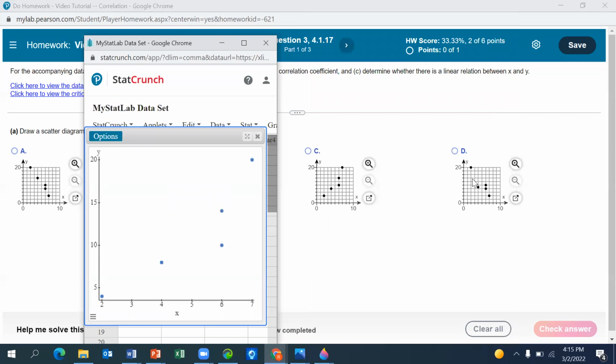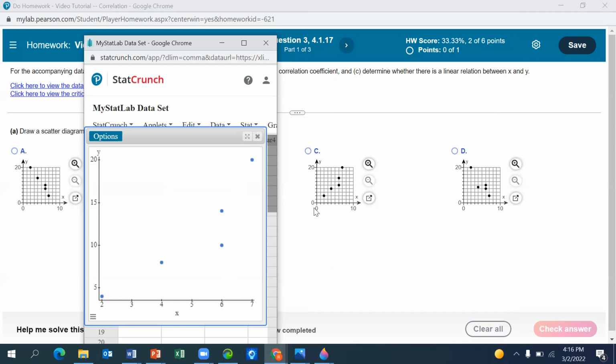That's not it. So let's double check if this is the correct one. 2, that seems close enough. 4, 7 or 4, 8. So 4, 2, 4, 6, 8. So this is fine. 6, 10, 6, 14, 6, 10, 6, 14. Yep. So one last point. 7, 20. So let's see. 2, 3, 4, 5, 6, 7, 20. There it is. That's your answer.